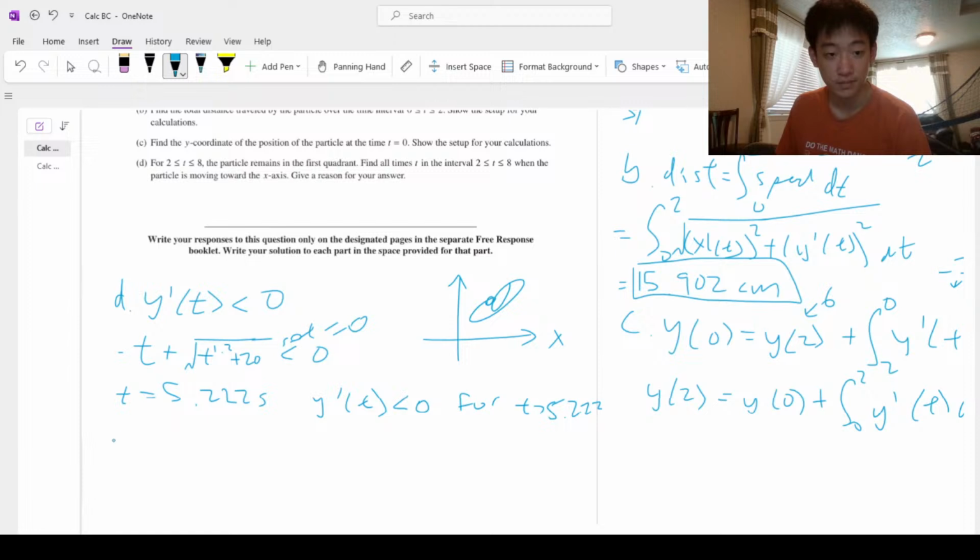So finally you can write from 5.222 is less than t is less than 8. Particle moving toward x-axis because y prime of t is less than 0.